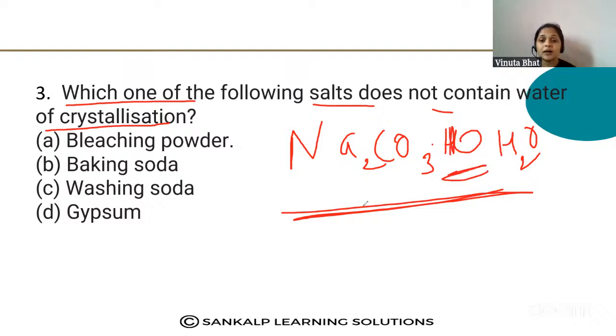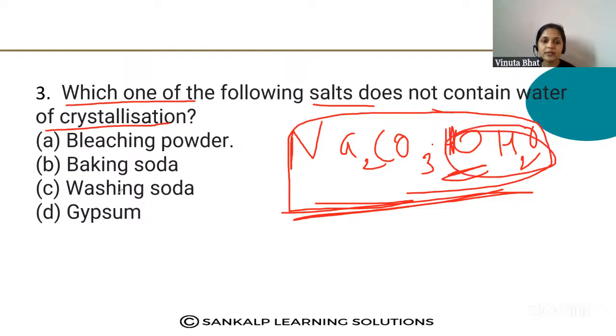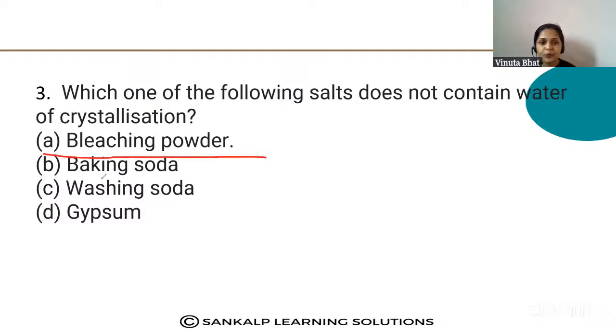This compound is not wet, and that water is called water of crystallization. This 10H2O is called the water of crystallization. Here, among the bleaching powder, baking soda, washing soda, and gypsum, we need to find where the water of crystallization is not present.